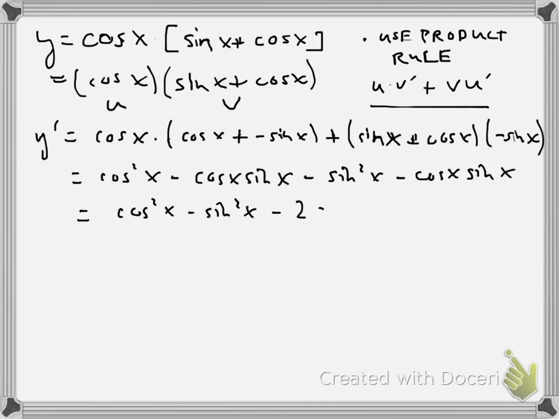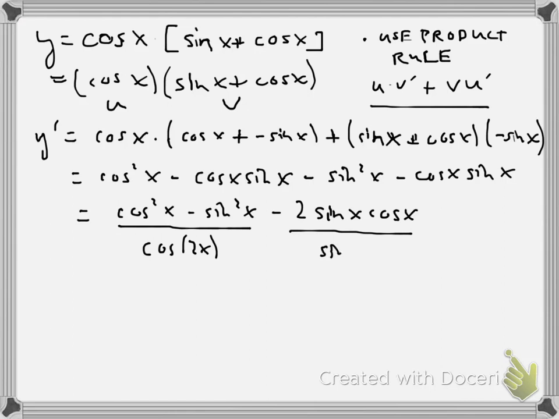Let me rewrite this so it's a little bit cleaner. If you notice, what we have here are two trig identities. This right here is cosine of 2x, and this right here is sine of 2x. These are the double angle identities from algebra 2. And so the final answer here ends up being cosine 2x minus sine 2x, right?